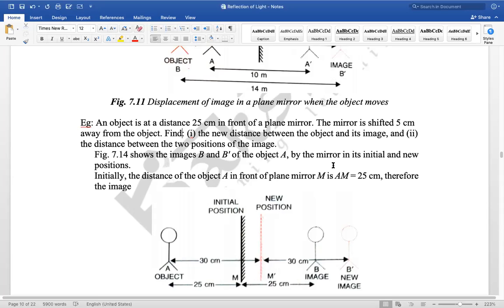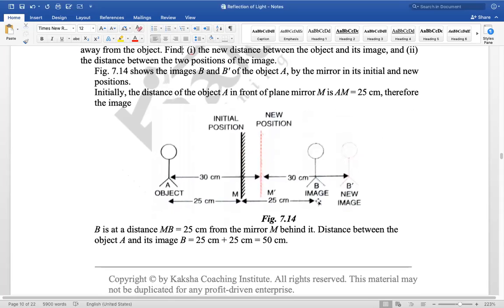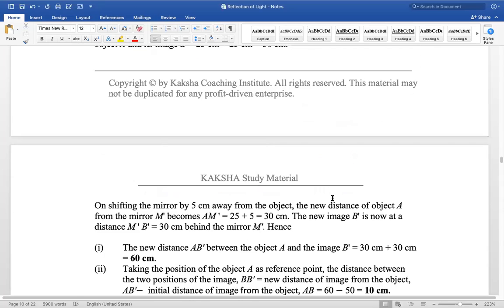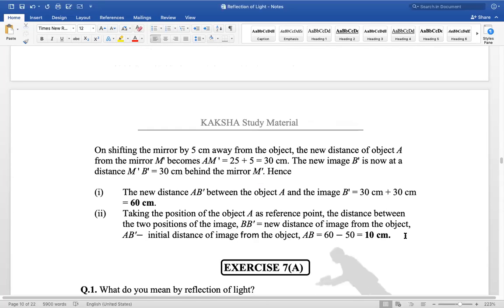सेकेंड पार्ट कह रहा था डिस्टेंस बिटवीन द टू पोजिशंस ऑफ द इमेज. तो ये 50 यहाँ से 50 है और इसके बाद यहाँ से 60, 10 सेंटीमीटर का डिस्टेंस है दोनों के बीच में.